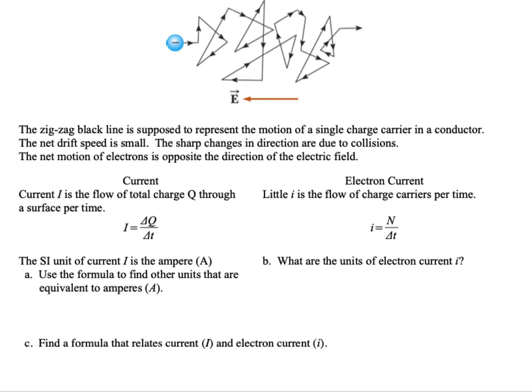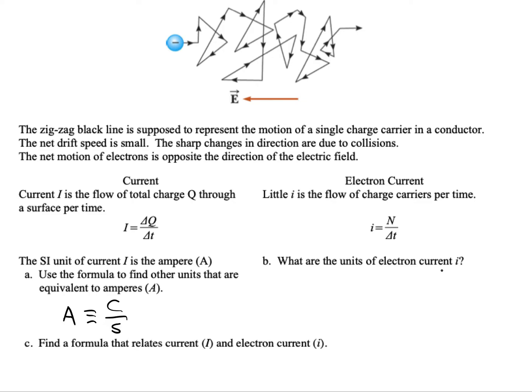whereas for current, we would put total charge Q over time. All right, question A says, use the formula to find other units that are equivalent to amperes. So current will be given in amperes, but this is equivalent to a coulomb per second.